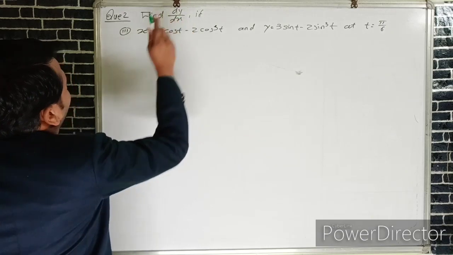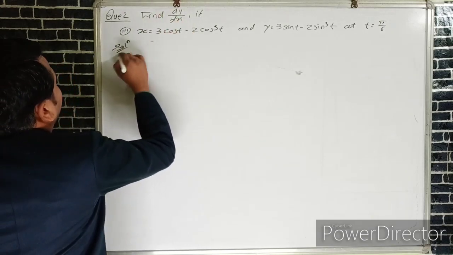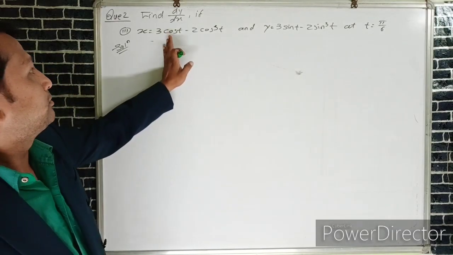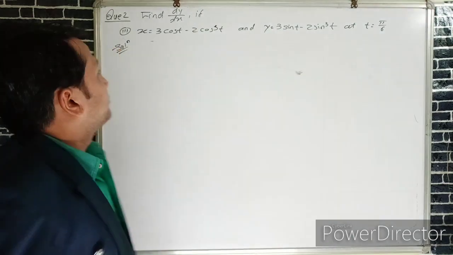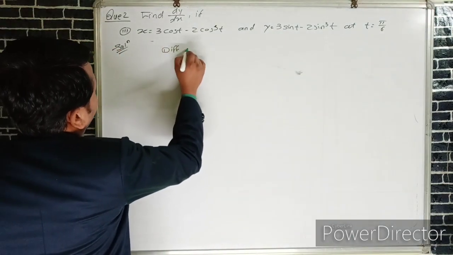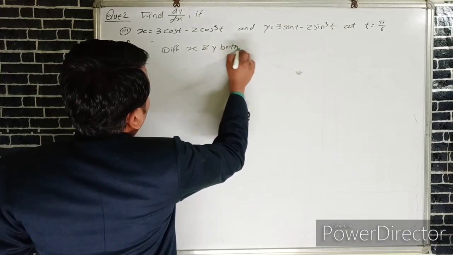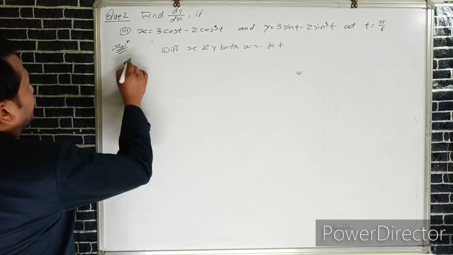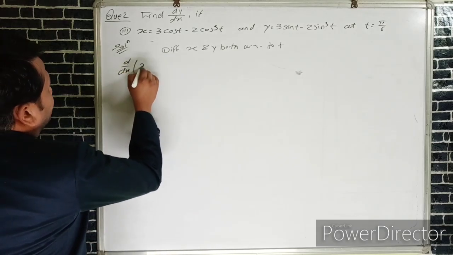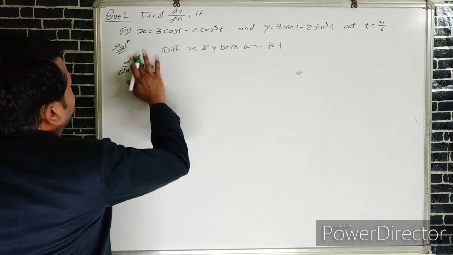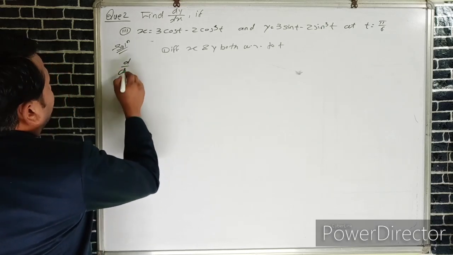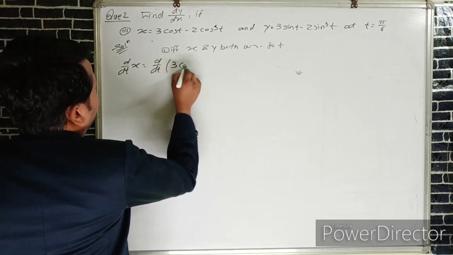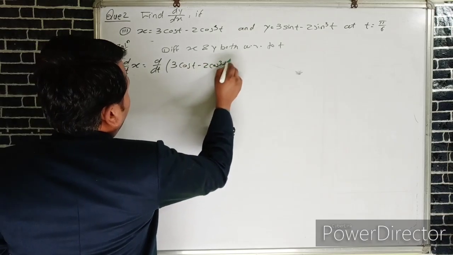First, if we have to find the dy by dx and the given function is in parametric form and t is a parameter, then first we differentiate x and y both with respect to t. If we differentiate x, we can write derivative with respect to t. Here d upon dt of x is equal to derivative with respect to t of 3 cos t minus 2 cos cube t.